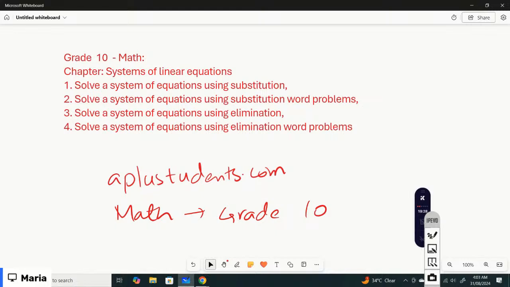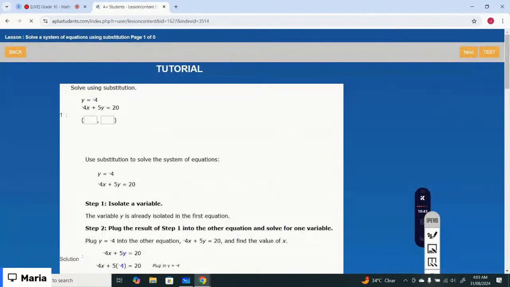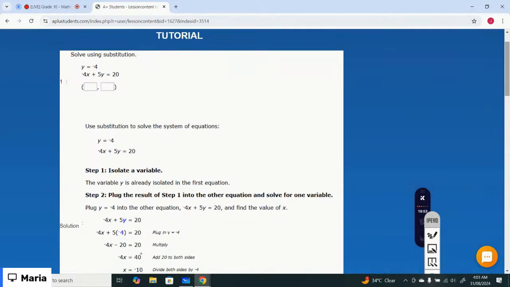Okay, so here I'm on grade 10 math. Let's just start with the lesson, that is solve a system of equation using substitution. Okay, so let's start with an example. Solve using substitution. You are given the equations y equals -4 and -4x plus 5y equals 20.